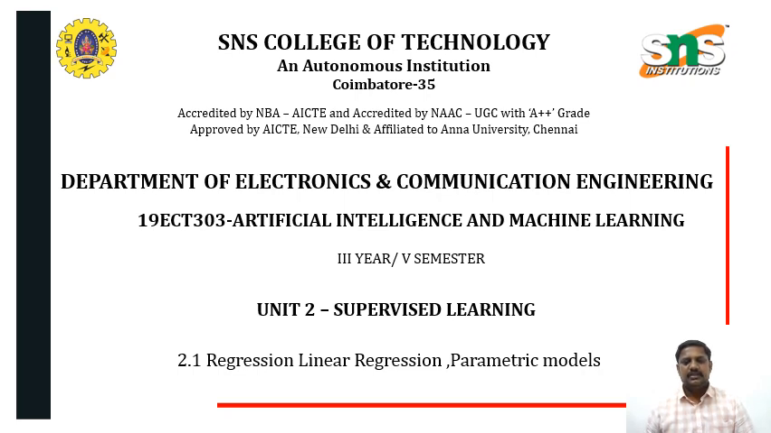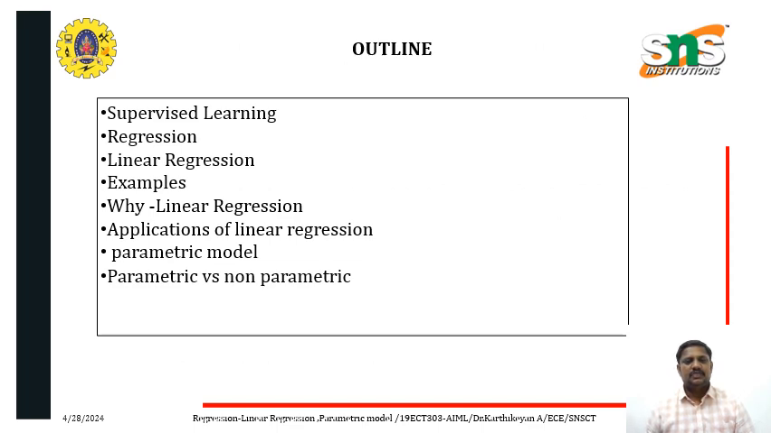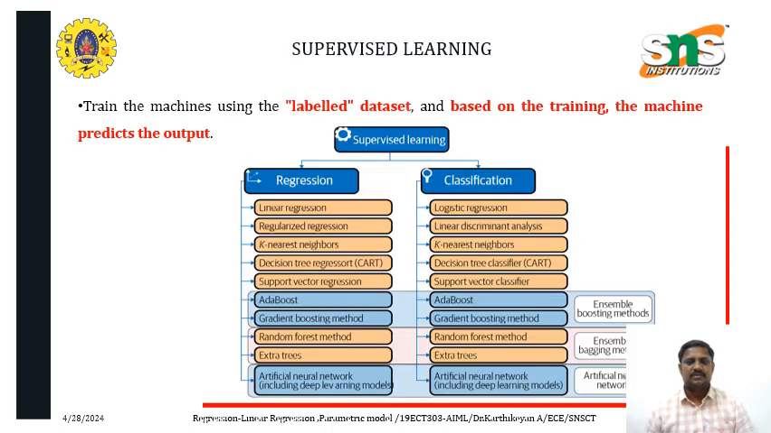Hi everybody. Today we are going to discuss artificial intelligence and machine learning technologies, specifically supervised learning. We are going to discuss regression, linear regression, and parametric models today: in supervised learning, regression, linear regression with an example, why linear regression is needed, applications of linear regression, and the parametric model, parametric versus non-parametric model. This is the overall outline we are going to discuss.